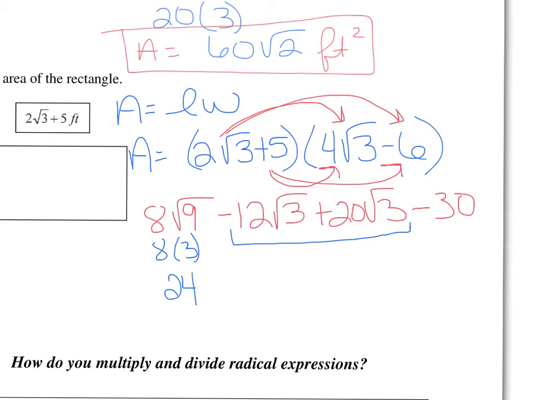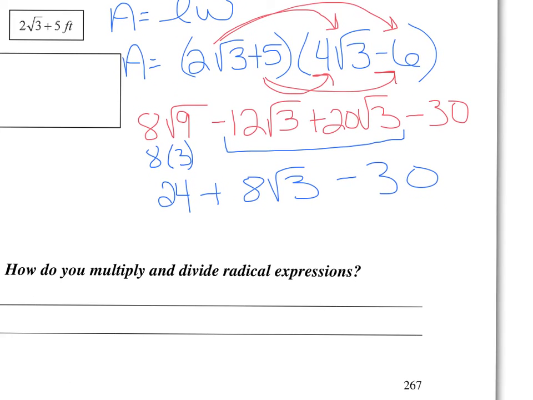These two terms in the middle are like radicals. They both have square root of 3 on them. So negative 12 plus 20 makes 8 square root of 3. And then we have this negative 30 on the end. We're not quite done because the 24 and the negative 30 are like terms. So we're going to have 8 square root of 3 minus 24 plus negative 30 makes negative 6. And we're going to put units on. This is square feet again.